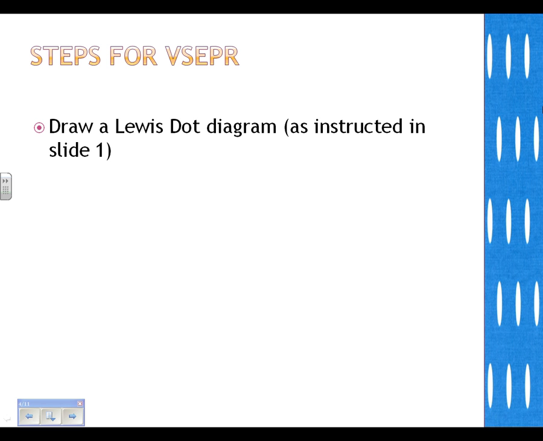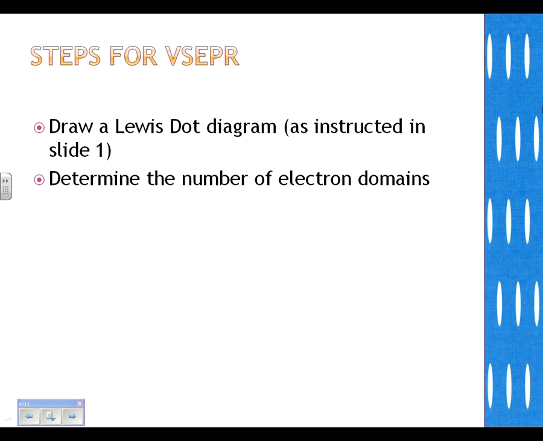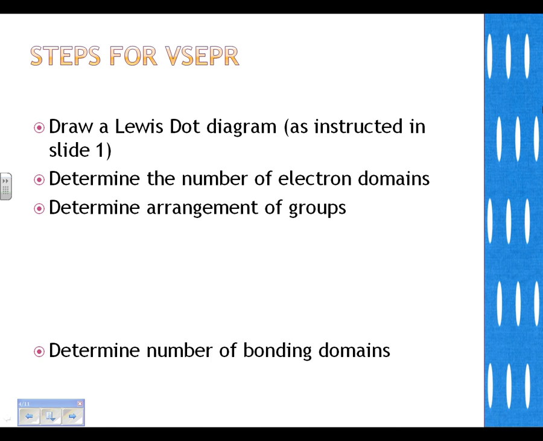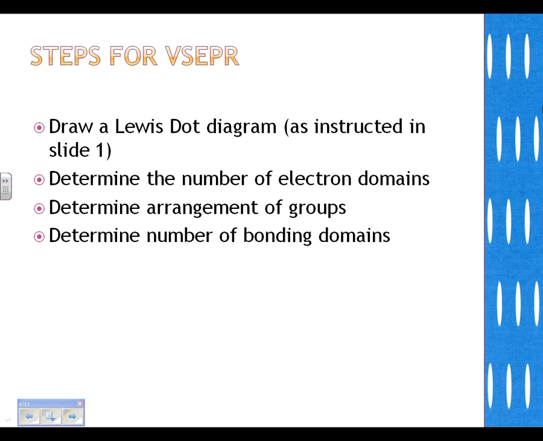VSEPR stands for valence shell electron pair repulsion. To make a VSEPR, you must draw a Lewis dot structure, determine the number of electron domains, number of atoms, determine the arrangement of groups, do this using the chart provided by Mr. Howard, determine the number of bonding domains, single, double, etc., bonds drawn as lines on the Lewis dot structure. Based on this, determine the molecular shape found on the chart.